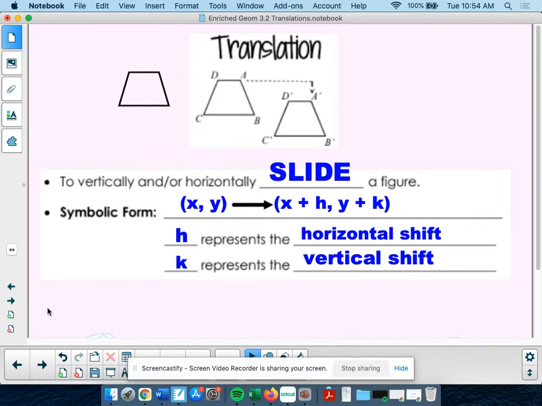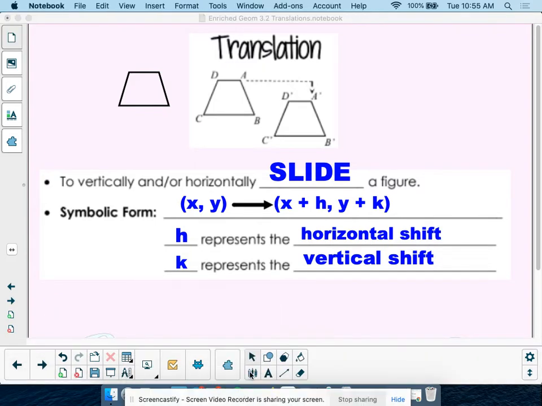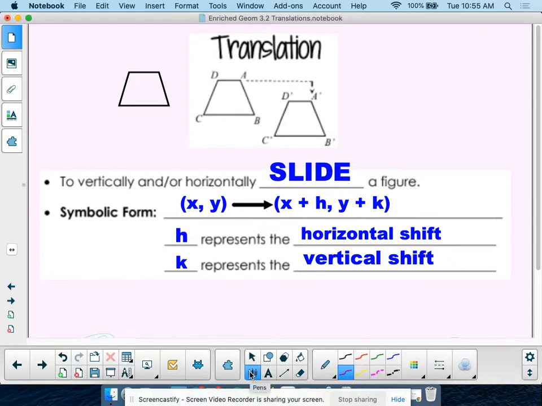It's a slide. So like that formula we were talking about yesterday, it's x, y, and then it would transform to x plus h, y plus k. And all you need to remember is h represents a horizontal shift, left to right, and k represents a vertical shift, up and down. It'll make sense once we see an example. All we're doing is sliding our figure around the coordinate grid.